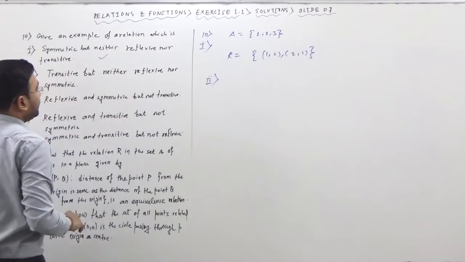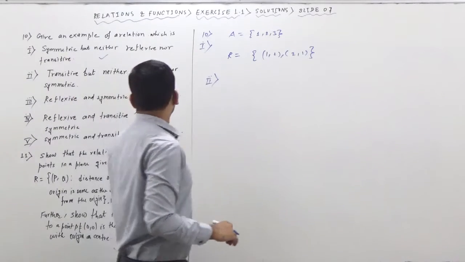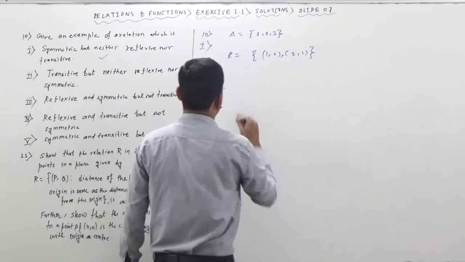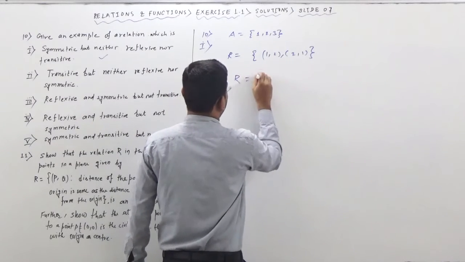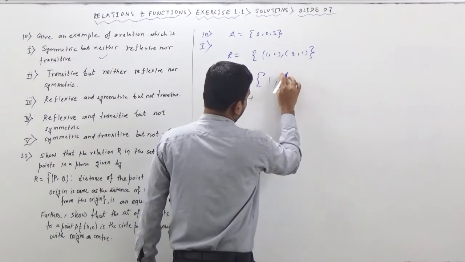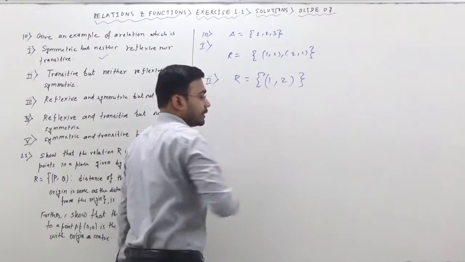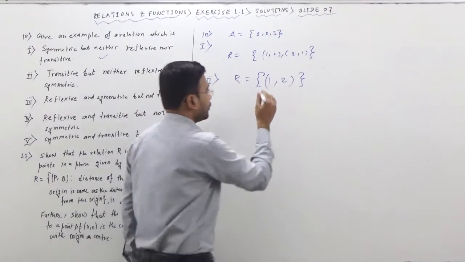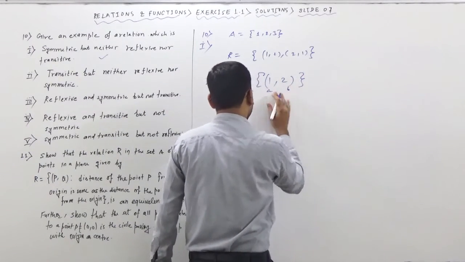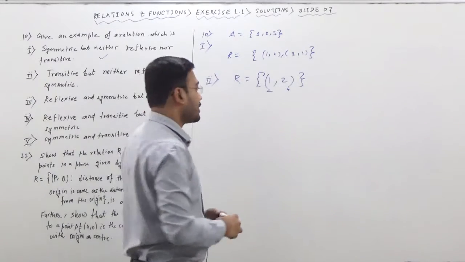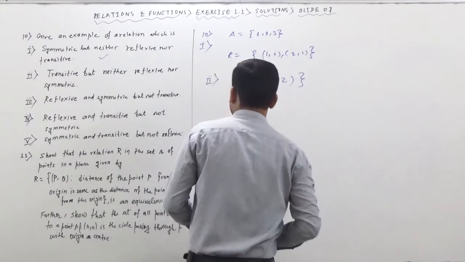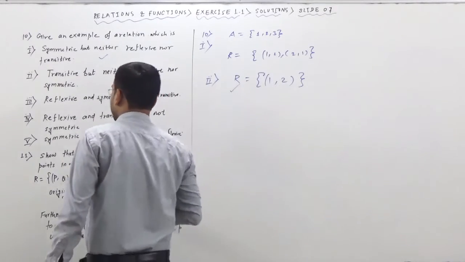Second one, transitive. It needs to be transitive but neither reflexive nor symmetric. So let us suppose I am defining one element in it, 1 comma 2. Is it transitive? Of course this is going to be transitive. You know that. Why? Because A comma B is there but B comma C is not there. Why would we check it for A comma C? We will not check it. We will say this is a transitive relation.